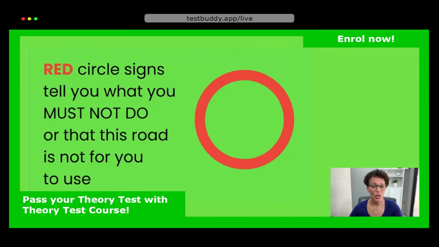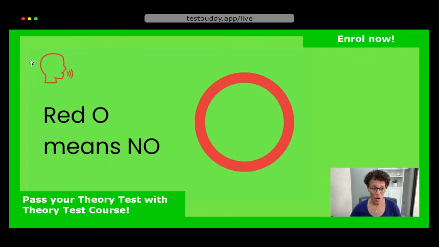Let's have a look at red circle signs. Red circle signs tell you what you must not do, and this road is not for you. Just say these words out loud. Red O means no. Anything in a red circle sign means you cannot do it, or you must not use that road.